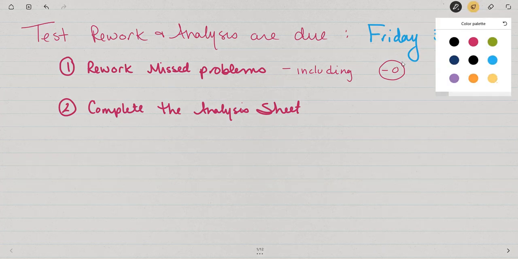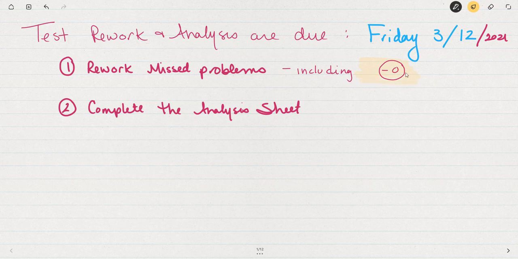Now, be aware that some of the problems may have had an X, meaning it wasn't really perfect, but perhaps I wrote -0, meaning it's not perfect, but I'm not going to take any points off this time. You should still rework those problems. Most cases involved a -0 when the answer wasn't fully simplified.